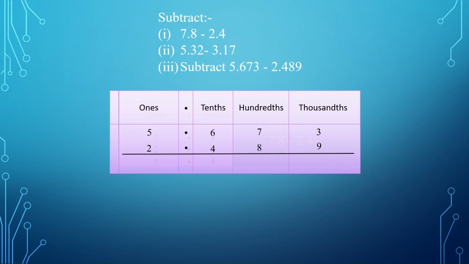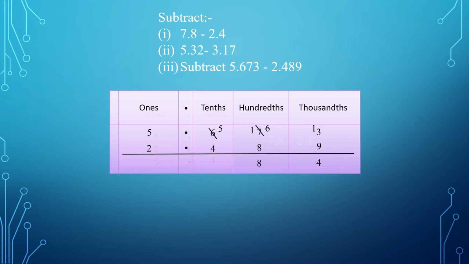So 3 minus 9, for that, as you do in whole numbers, exactly in the same way you borrow 1 from 7 and that will become 6 here, and 3 will become 13. So 13 minus 9 is 4, and 6 minus 8 is again not possible. So you borrow 1 from the 6 in the tens place, and so the tens place becomes 5, and the hundreds place will become 16.